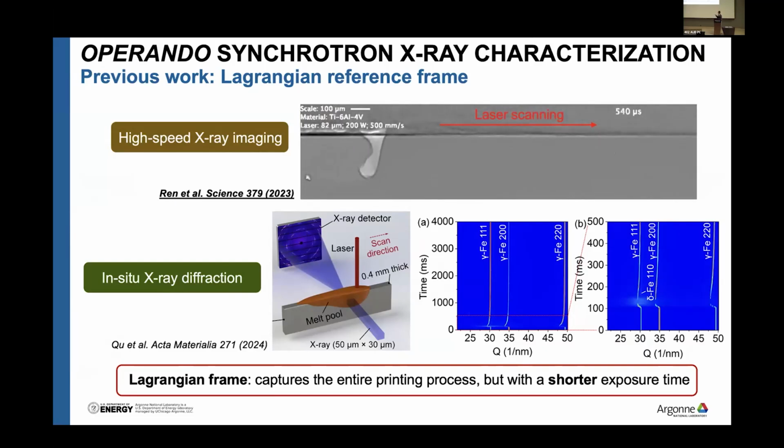Also, this type of strategy is applied for the in situ X-ray diffraction at the 1-ID beamline at the APS. So the X-ray is probed at a very tiny window, and with the X-ray scanning over this piece of metal, we continuously collect the data during the printing process. This strategy is very effective because for each individual measurement, you can cover the entire printing process of this single track.